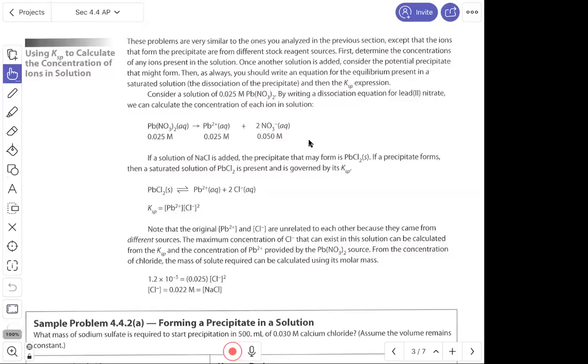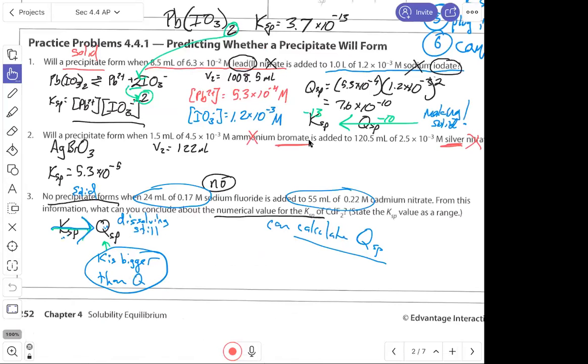So is everybody good on the previous page? Yeah. That's where we ended. I have a screenshot of it. Yeah. Okay. Cool. All right.